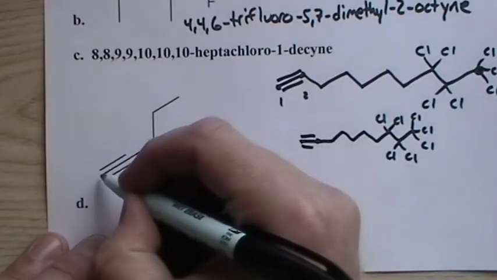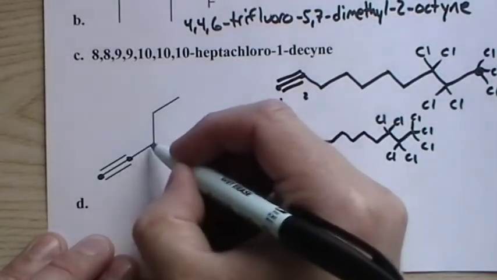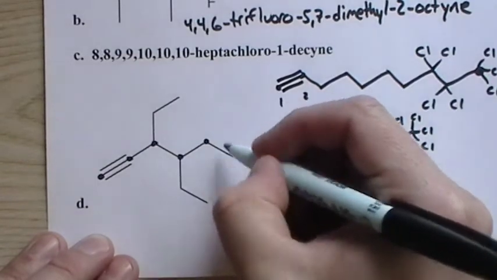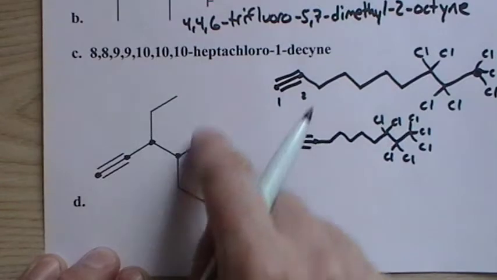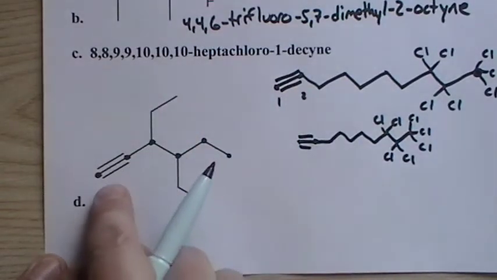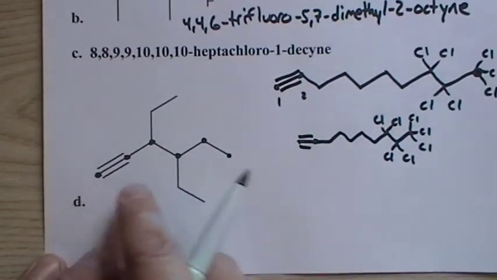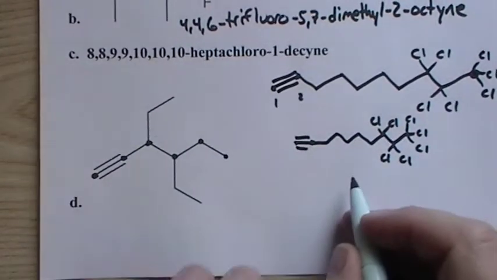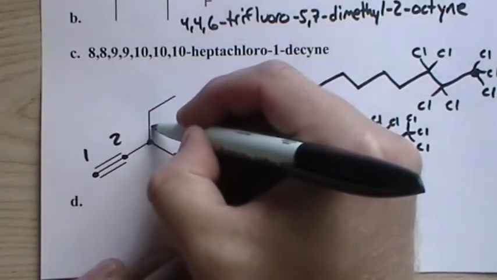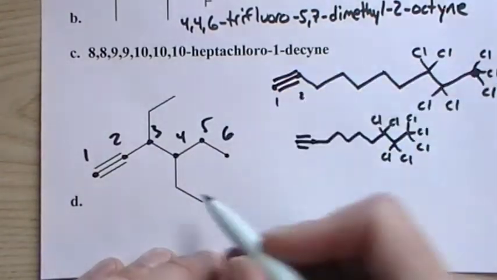And then we have this guy. We look for the longest parent chain. The parent chain has to be the longest chain that contains the triple bond. You can't leave it off. Even if you can find a chain that's longer but doesn't contain the triple bond, that's a no-go. You have to have the triple bond in here. So 1, 2, 3, 4, 5, 6. So that's hexyne. We start numbering from this side, and then we put everything else on.